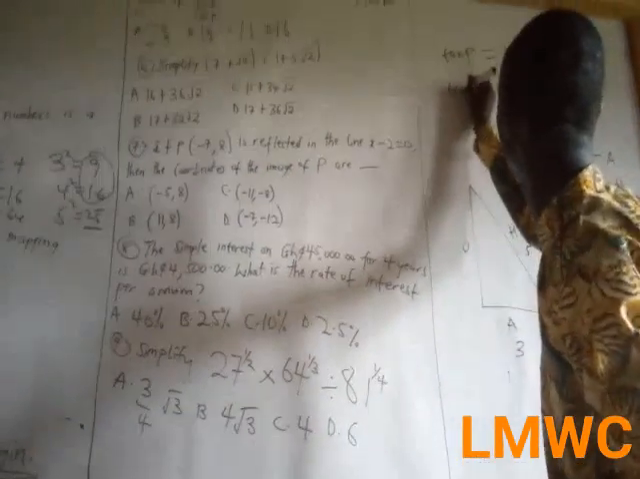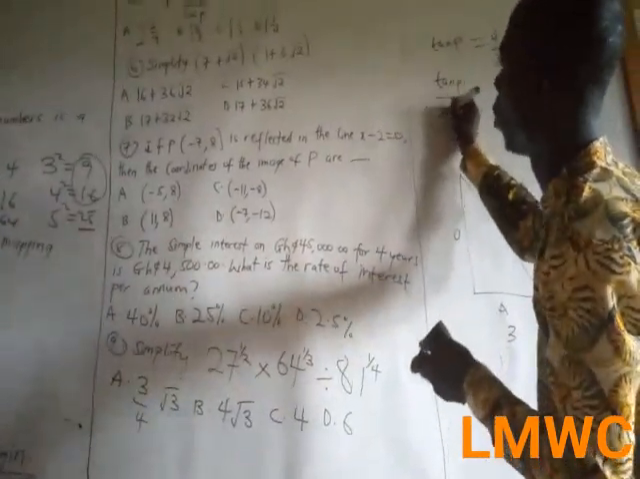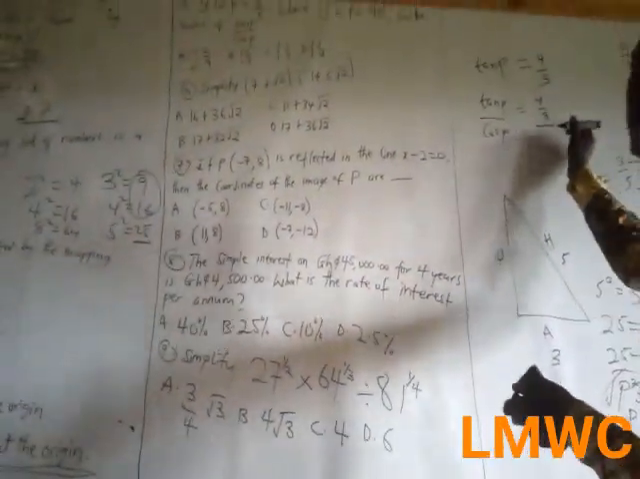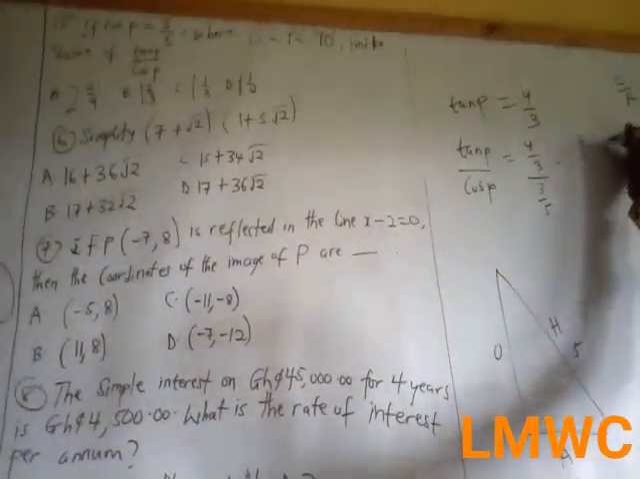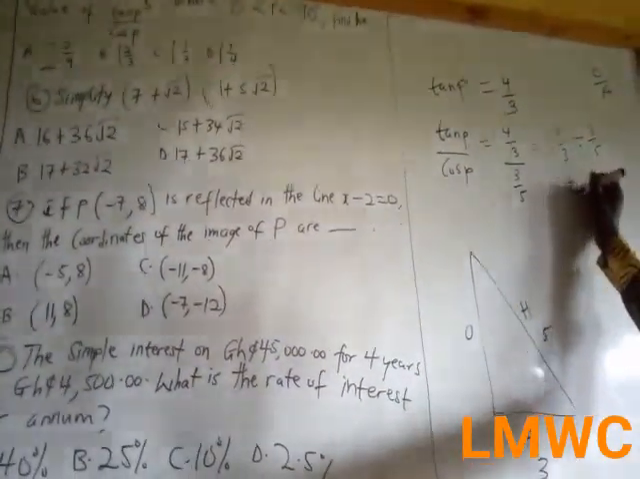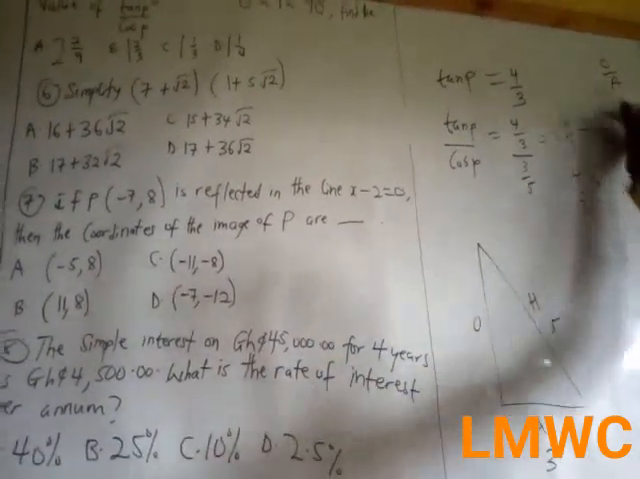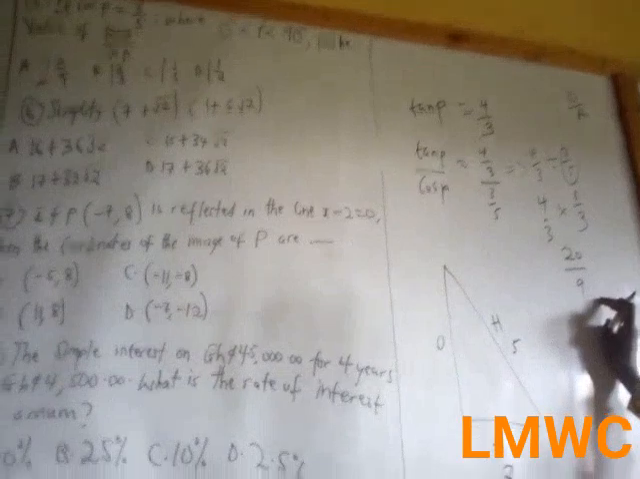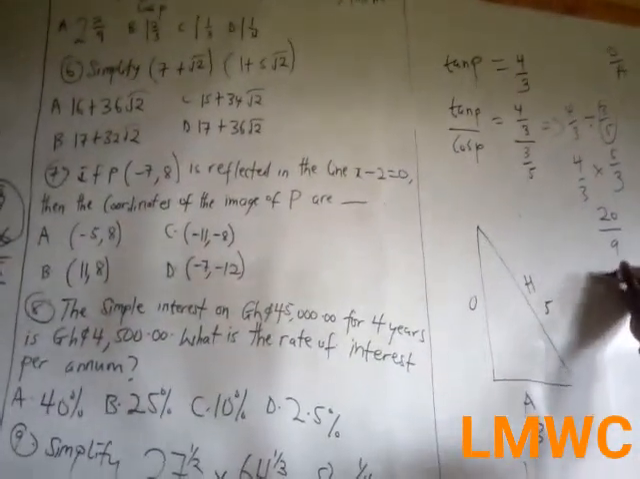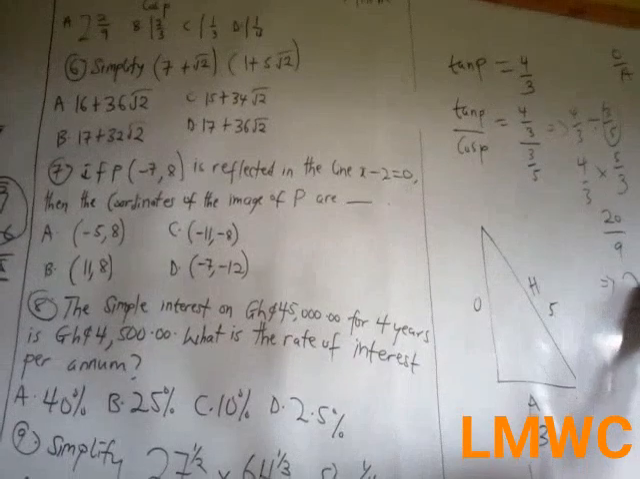So tan p over cos p. So we have 4 over 3 over 3 over 5. And this is the same as 4 over 3 divided by 3 over 5. So 4 over 3 times, this changes to 5 over 3. We find the reciprocal. So 4 times 5 is 20 over 9. And 20 over 9 is an improper fraction. We change it to a mixed fraction. So we have 2 whole number, 2 over 9. Let's check our answer is A.